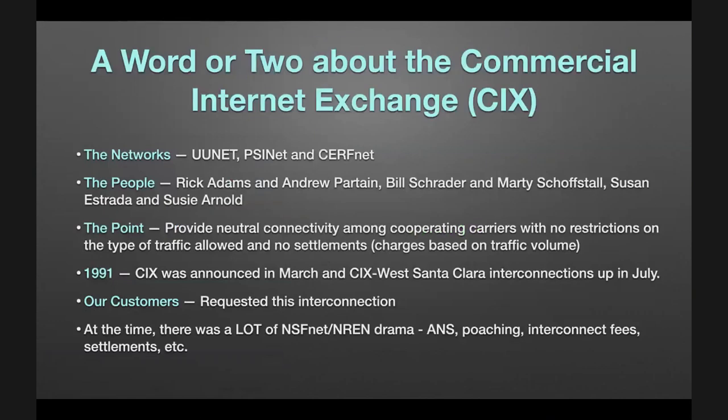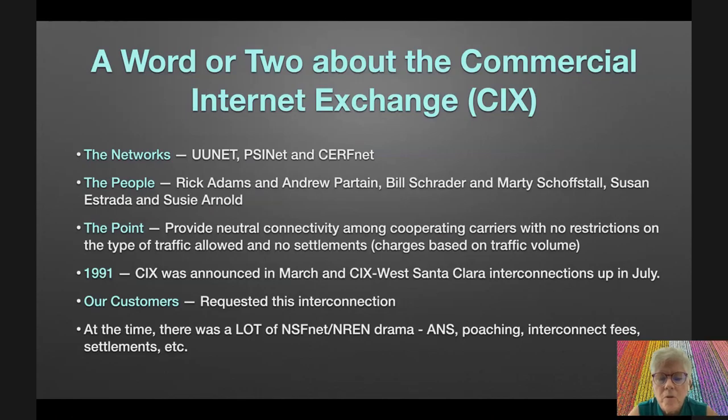I'm just going to talk very briefly about the Commercial Internet Exchange. There was a lot of hand-wringing going on at the time politically. The NSFNet backbone was sort of doing some things that some of us didn't really want to be part of. And our three networks, UUNet, PSINet, and SurfNet, got together. And we decided to provide neutral connectivity among cooperating carriers, no restrictions on the type of traffic allowed, and no settlements, which was a big deal because settlements were the basis of all telephone services at the time.